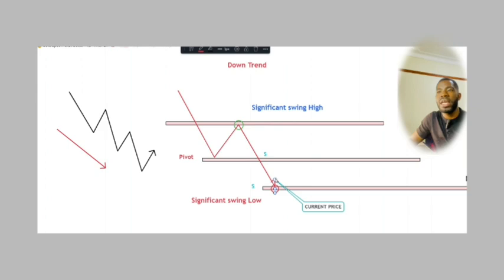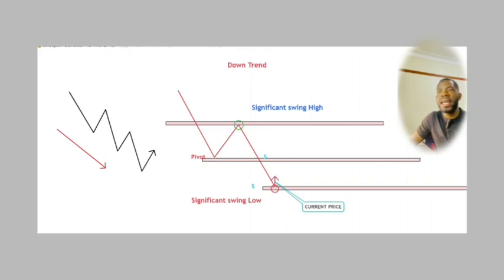So price is beginning to retrace to this pivot area. Okay, pivot is where there is both support and resistance. So we are anticipating this current price to retrace to these areas before we can sell. So we are looking to sell in this bearish market, but we don't know how high this price is going to retrace before we can place our sales. That is where the Fibonacci retracement tool comes in handy.